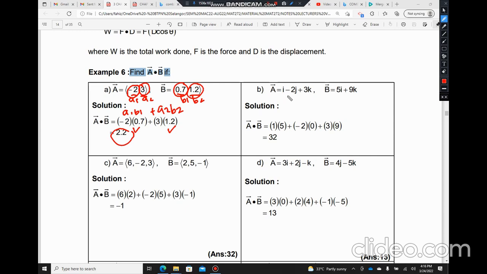Okay, yang ni pun sama. Yang ni dibagi dalam bentuk i, j, k, and then i. Yang ni kita boleh assume 0j. So i1 multiply by 5, negative 2 multiply by 0, then 3 multiply by 9. So equals to 32. So nampak tak, kita akan dapat semua ni, kita akan dapat skala. Maksudnya bila dot product dia akan dapat scalar product.